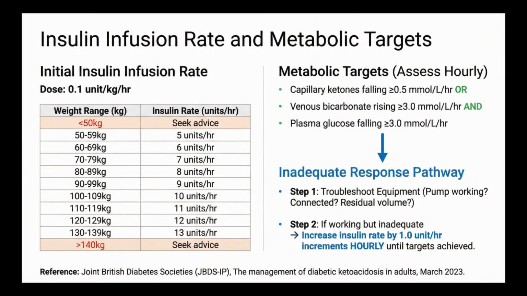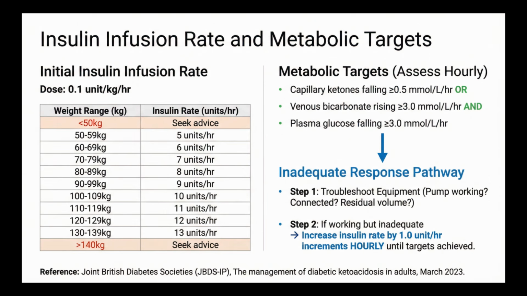Inadequate response pathway. If these targets are not achieved, do not immediately increase insulin. Step 1. Check the system. Is the pump working? Is the line connected? Is there residual volume in the tubing? This is a very common real-life cause of failure and a favorite exam trap.